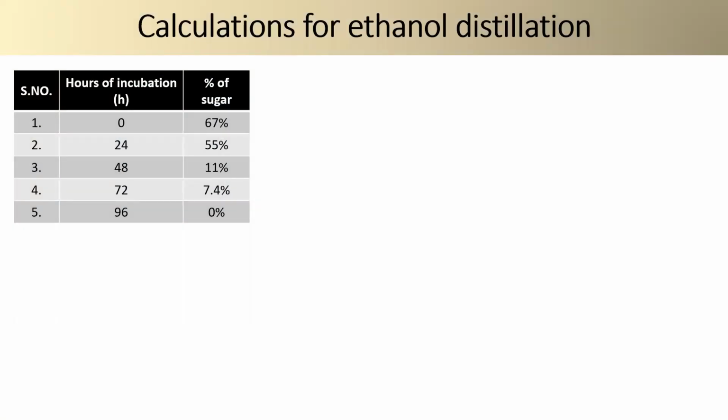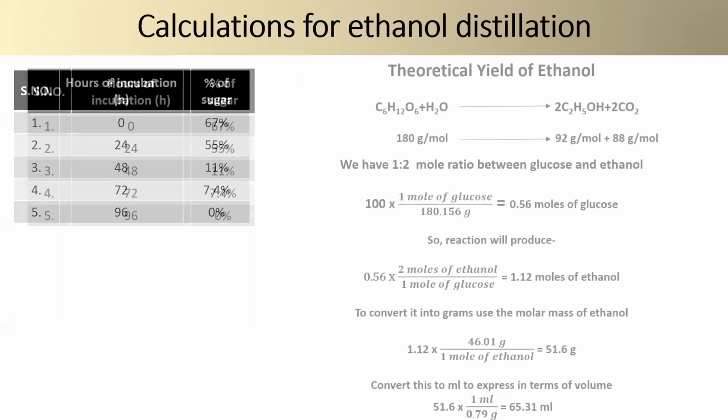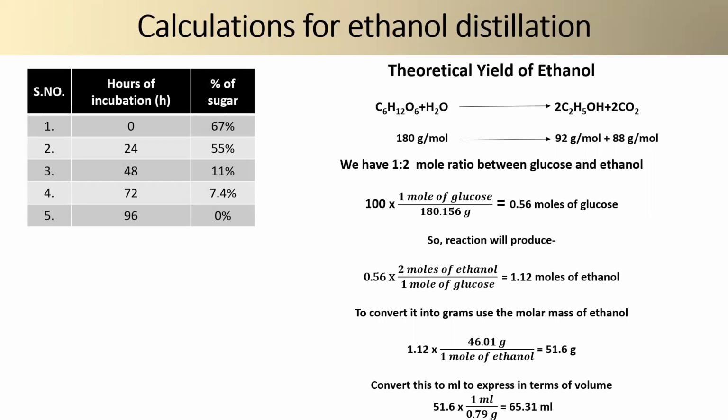Now from our last practical, we came to know about the reducing sugar which we have got. We started with 67% of the initial sugar, and after 24 hours, by using the Fehling test, we got 55%. And at the end of 96 hours, the reducing sugar by using Fehling's test, we got 0% sugar. That means our fermentation procedure is over. Now let's move ahead with the calculation part.